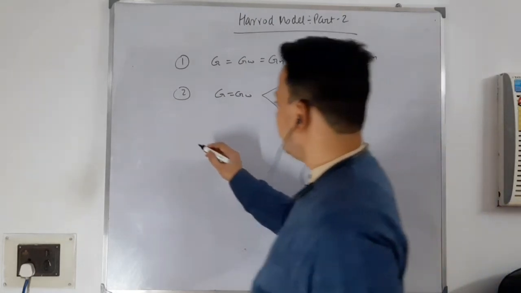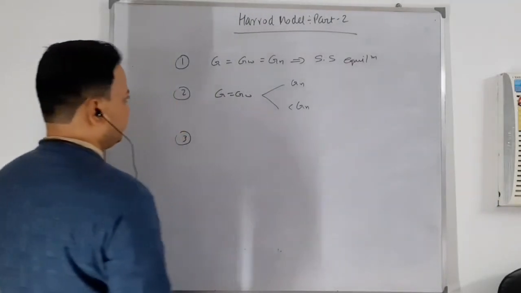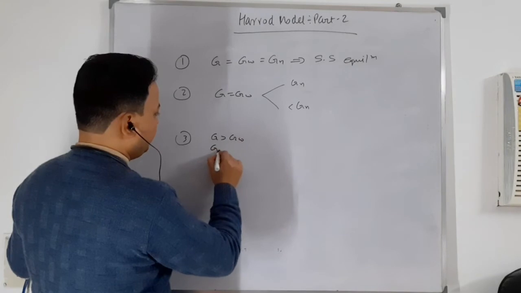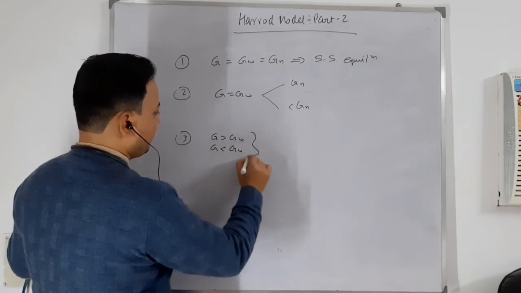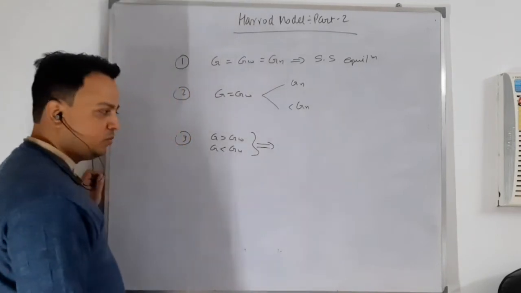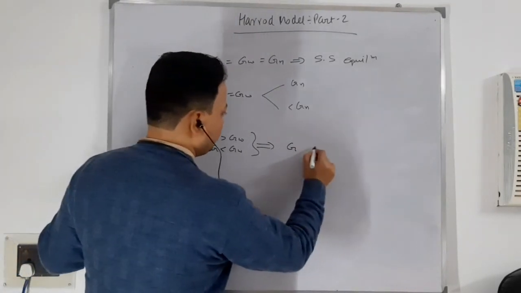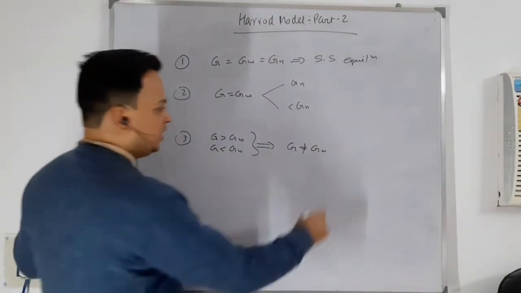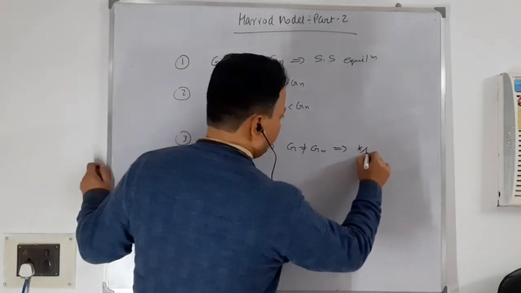Then I have shown you cases: G can be greater than GW and G can be less than GW. When I have this case, there is no mechanism within the model by which I can equate G with GW. I cannot equate these two. Why? Because the capital output ratio is fixed.